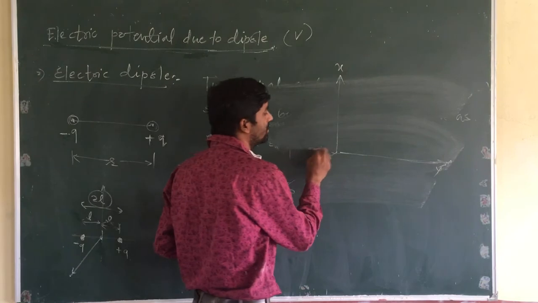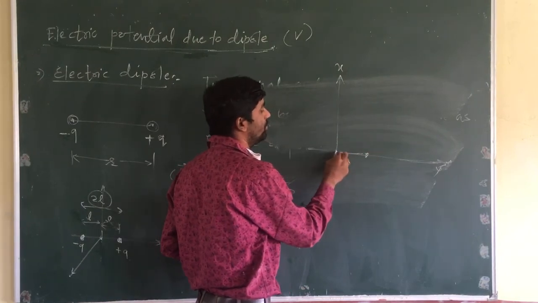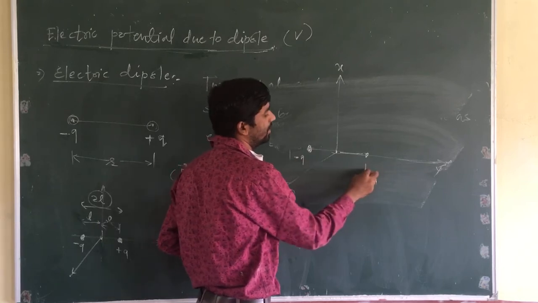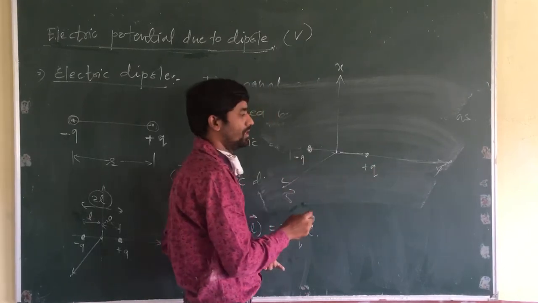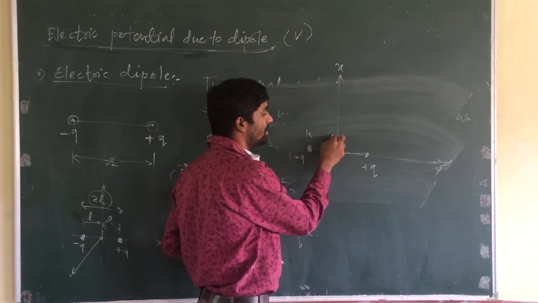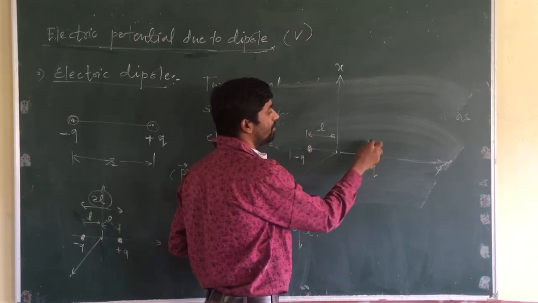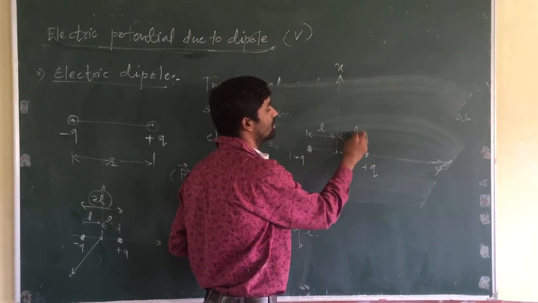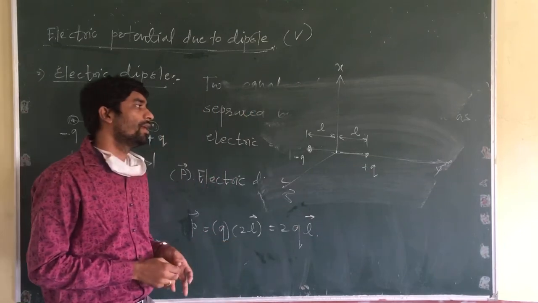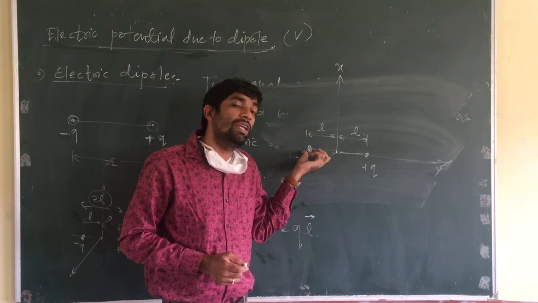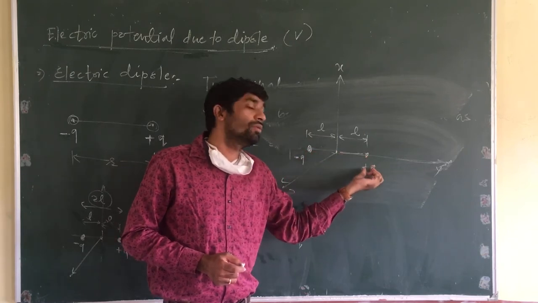If I place the dipole at the center of the origin, there is a negative charge and here is the positive charge, and the distance from the origin to this charge is L, and in this direction the distance is also L. Then how do we calculate the potential produced due to this dipole?